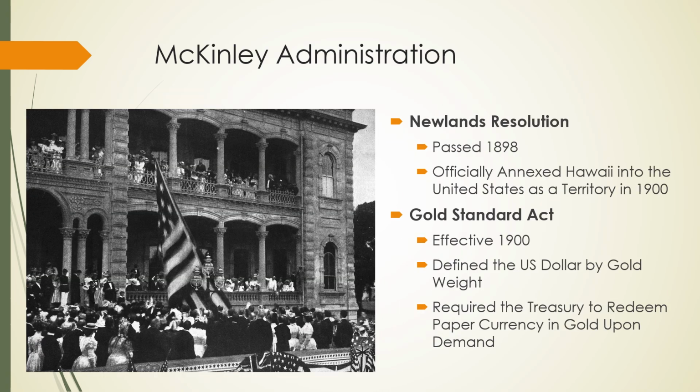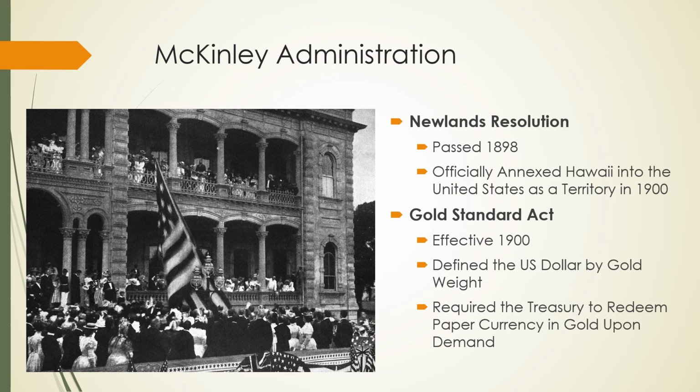So the Newlands Resolution, this is basically how the U.S. gets Hawaii. So I mentioned in the previous video that Alfred Thayer Mahan was an advocate of the U.S. acquisition of Hawaii. So that happens during the presidency of McKinley. Hawaii was a monarchy. It was ruled by a monarch. There was a revolution in Hawaii, and it became a republic, which did not last very long, and then it was annexed into the United States with the Newlands Resolution.